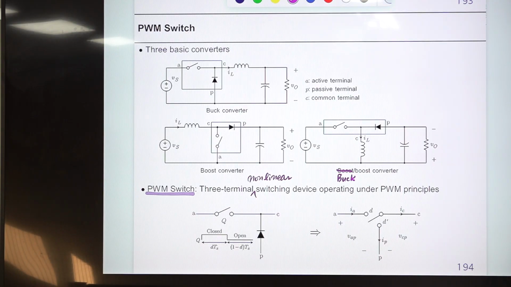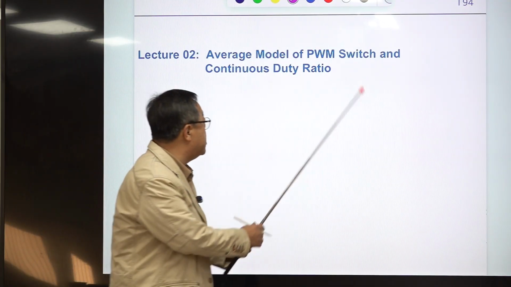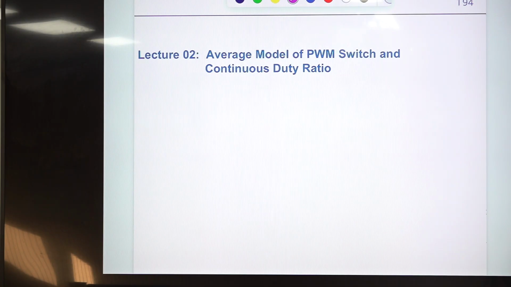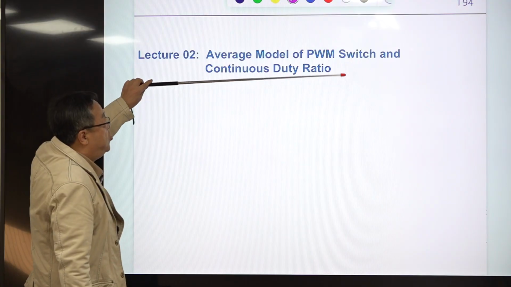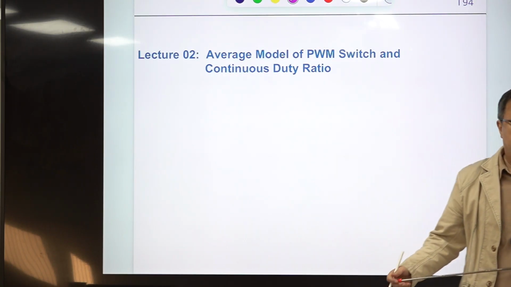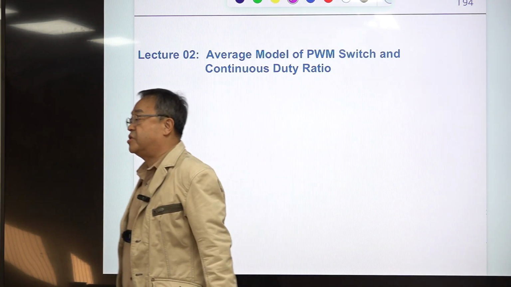In the next lecture we'll be discussing the average model of the PWM switch, and we'll combine this average model of the PWM switch with the remaining linear circuit component part of the power stage, and the final result will be the average model of the power stage of the converter. Okay, so that is the way of approaching this. And in addition to that, we'll define the continuous duty ratio concept, which is very critical in modeling the PWM power stage. Okay, so we'll cover this in the next lecture.